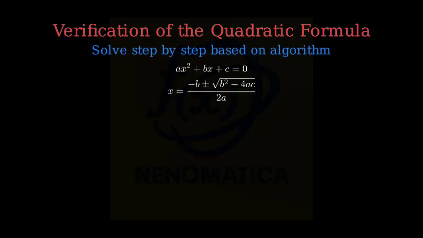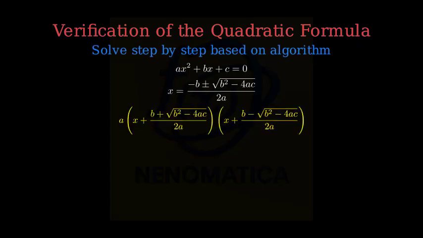The solutions to the equation ax squared plus bx plus c equals 0 are x equals negative b plus or minus the square root of b squared minus 4ac, all divided by 2a. Now, let's verify that these solutions actually work by substituting them back into the original equation. We'll substitute these values for x into ax squared plus bx plus c and verify that we get 0. First, we'll substitute the two solutions into the left-hand side of the original equation. We have a times x plus b plus square root of b squared minus 4ac over 2a times x plus b minus square root of b squared minus 4ac over 2a.